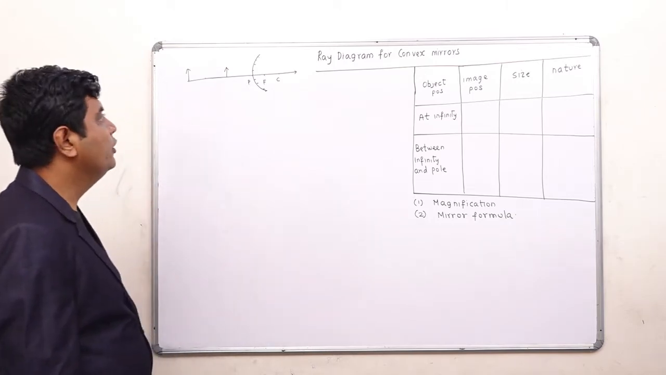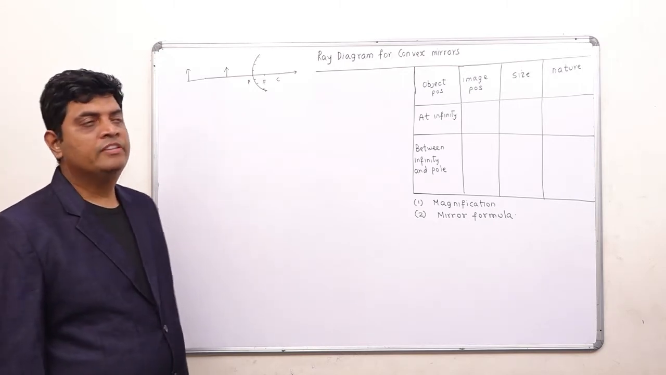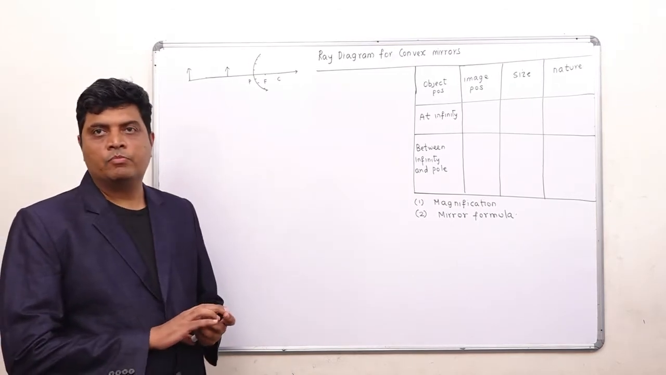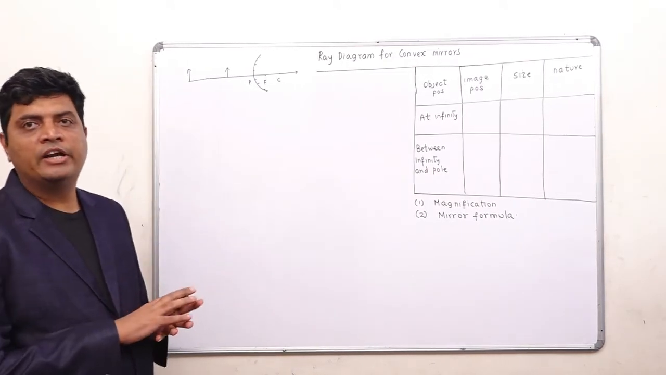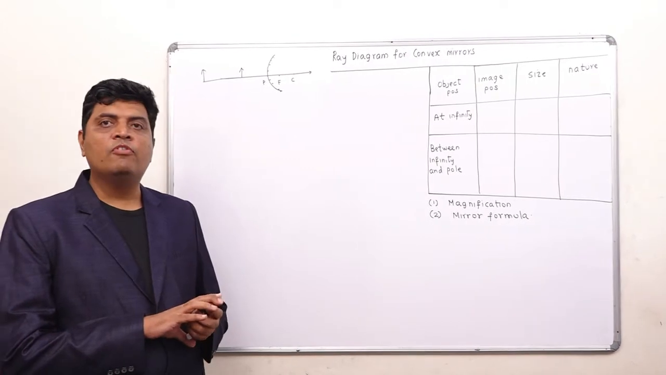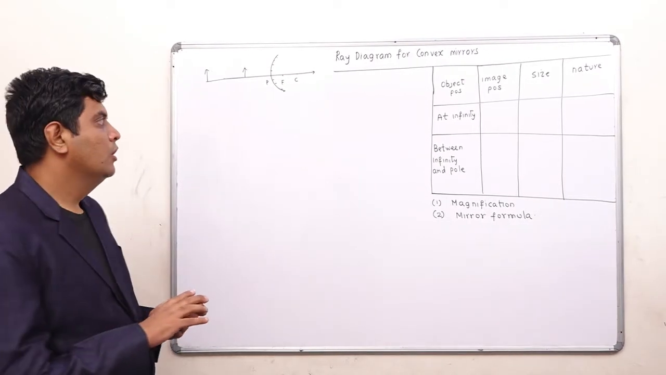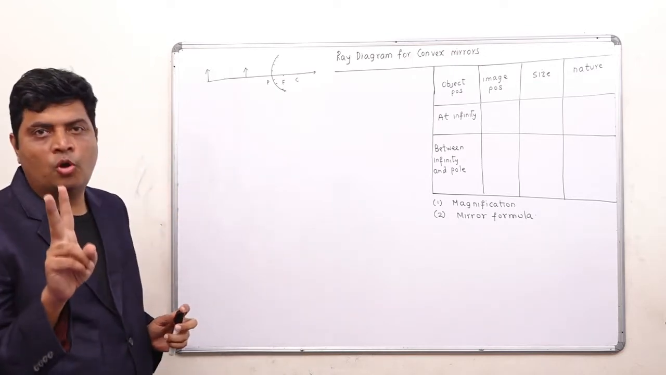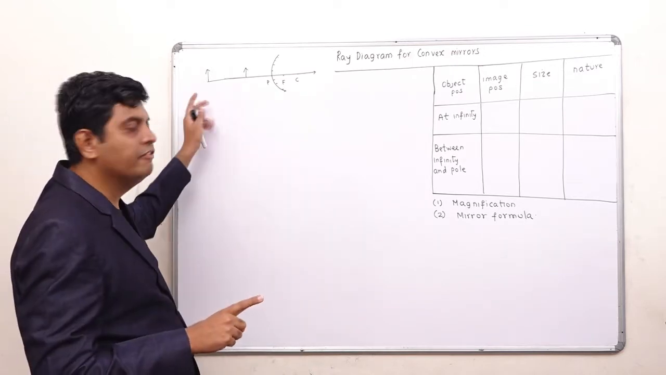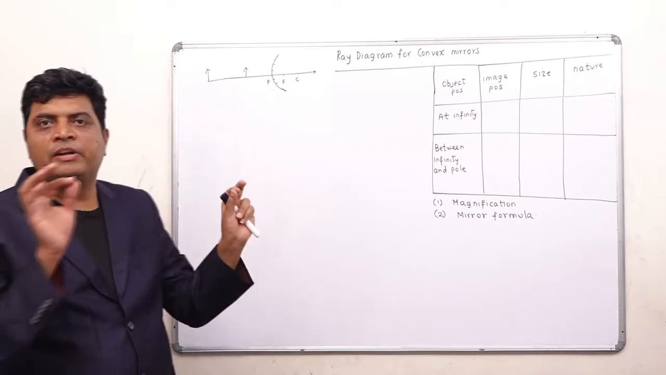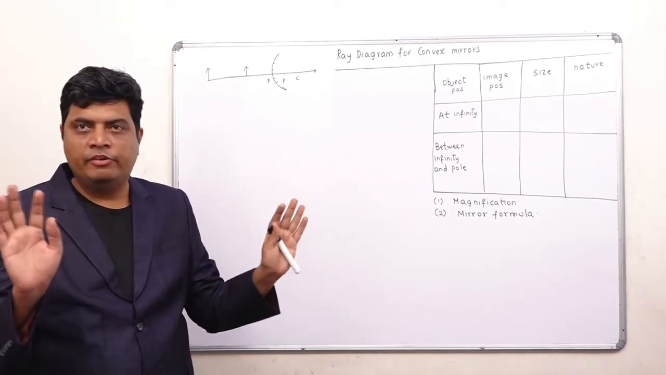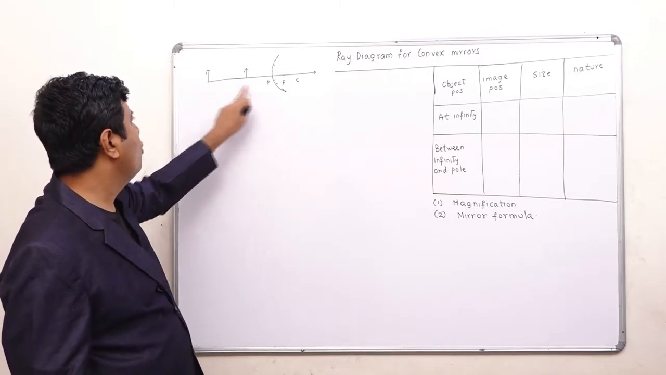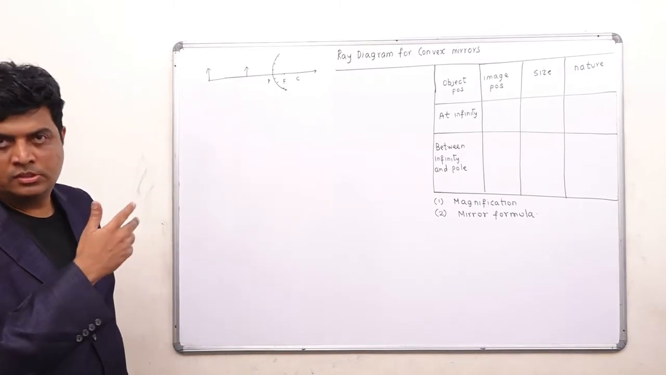In this series of videos of the light chapter, in this video we are going to study the ray diagram for convex mirrors. In the last video we have already studied ray diagrams of concave mirrors. In case of a convex mirror, we have only two positions for the object. One position is at infinity and the second position is between infinity and the pole. That's it. We don't have 6 positions over here because the position between pole and infinity covers all the positions.